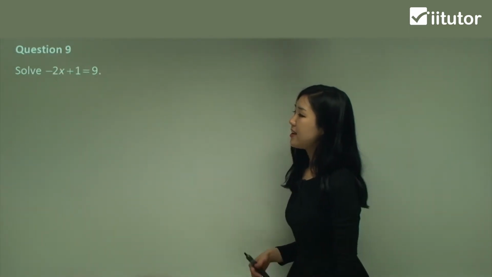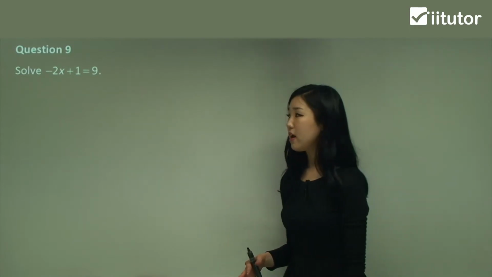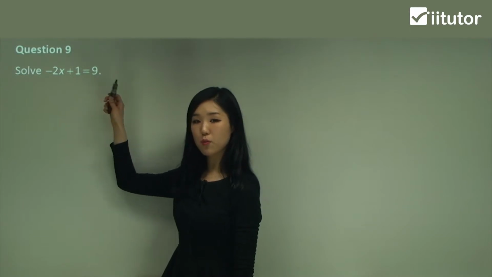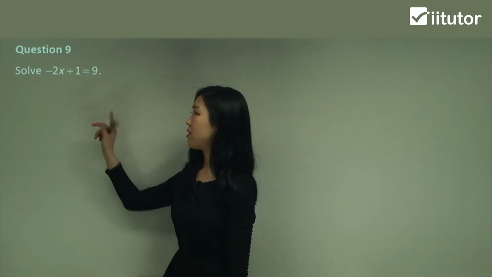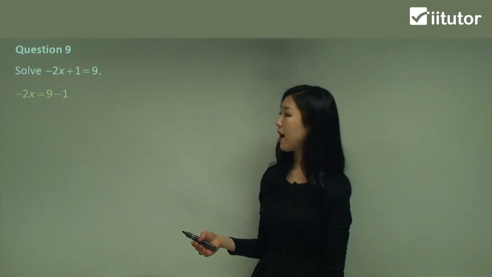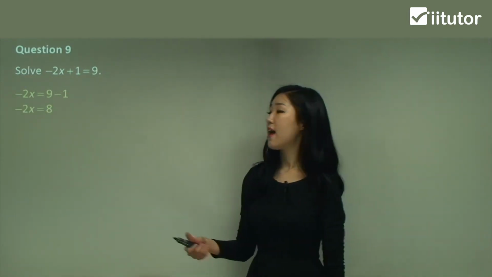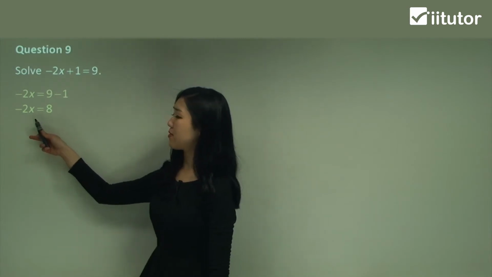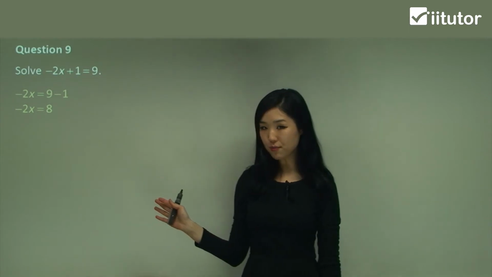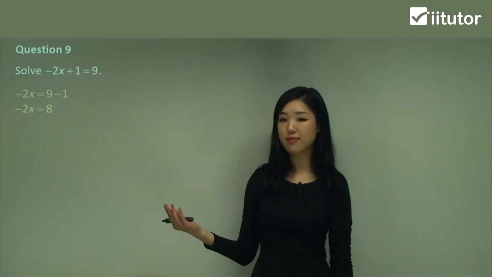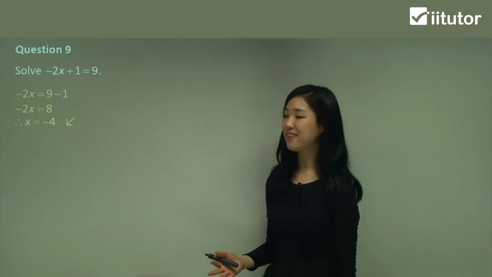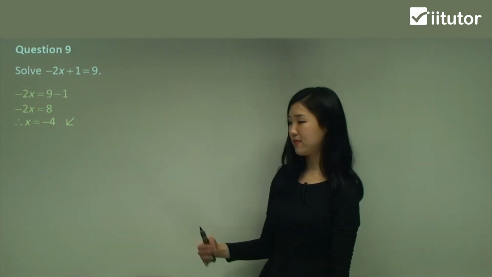Now question 9, negative 2x plus 1 is 9. Again, we have plus 1. So I always want to get rid of the plus 1 or the negative 1 first. So move that onto the other side by subtracting 1 from 9 to get 8. And then now I have negative 2x, or negative 2 times x, equals 8. How do we get rid of the negative 2? Because we're multiplying, we must divide. So 8 divided by negative 2 is negative 4. Okay, so again, I just took the step-by-step process.